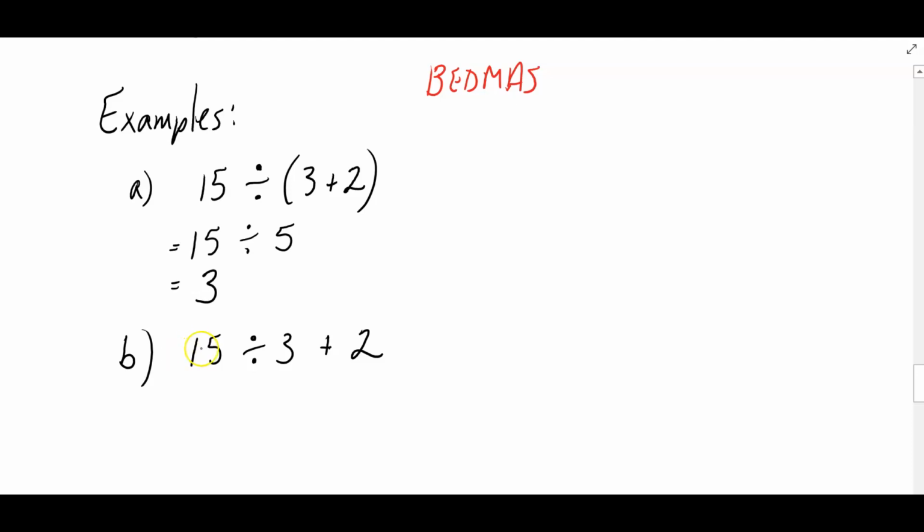Here we have no parentheses or brackets, so we don't need that part. We don't have any exponents, we don't need that part. So next is division or multiplication, whichever comes first. So we will go here and do 15 divided by 3. Well, that's 5, and we're not doing the plus 2 yet.